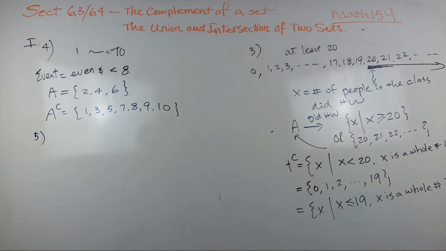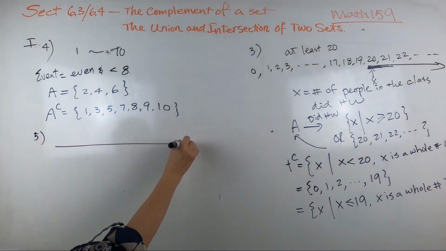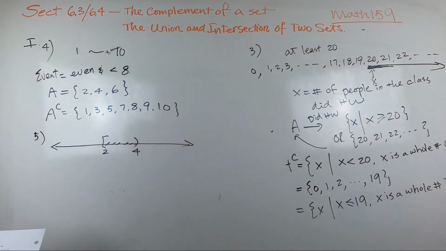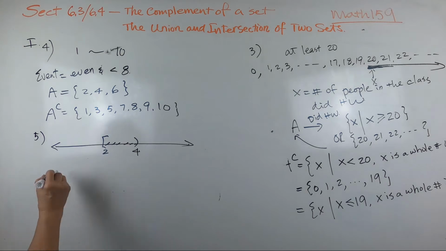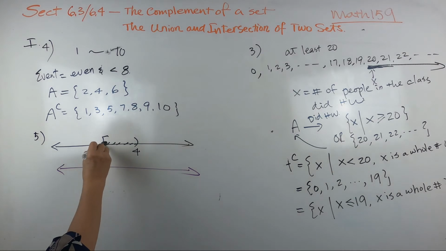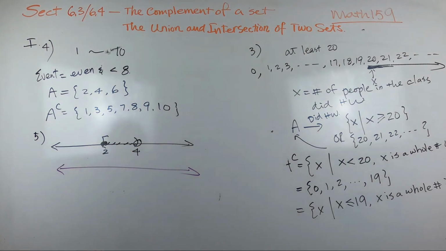Next one. Graph the complement of the interval A from 2 to 4. So this is 2, this is 4. That's our event, the interval. You want to find the complement. Complement means the outside of it. This one is a solid dot, and this is an open dot.